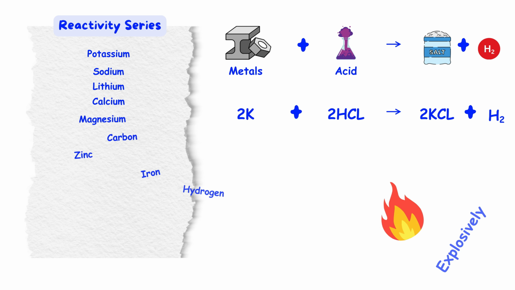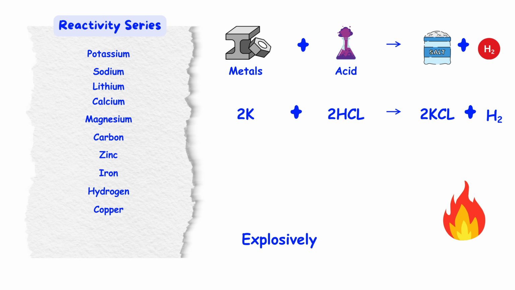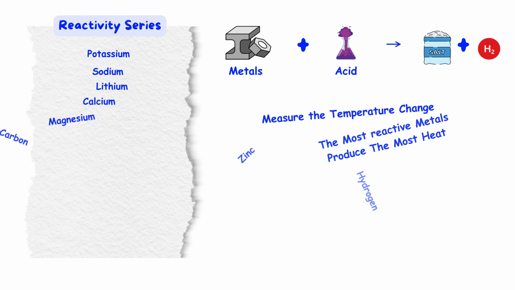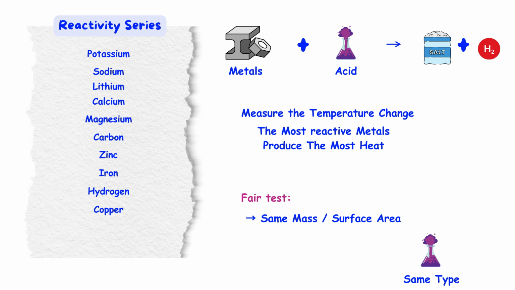When a metal reacts with an acid, the result is the formation of a salt and hydrogen gas. For example, if we were to react potassium with hydrochloric acid, we would produce potassium chloride and hydrogen gas. Due to the extreme reactivity of potassium, this reaction would be very explosive, possibly producing fire or sparks and generating large volumes of hydrogen gas. As we move down the reactivity series, these reactions become gradually less intense.